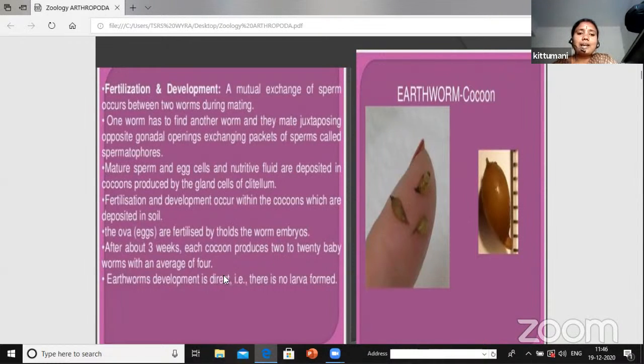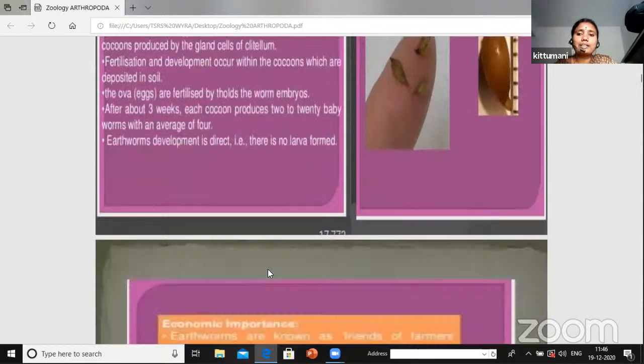Next, earthworm development is direct because they do not have any larval form. There is no larva, so the development is direct. Earthworm shows direct development.